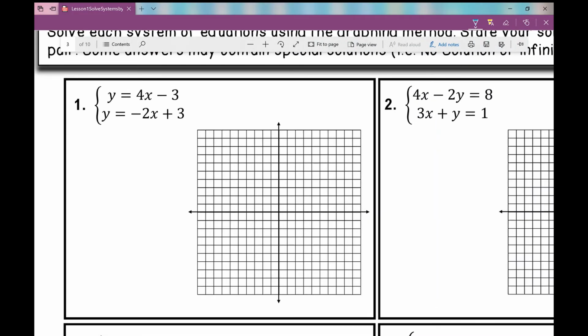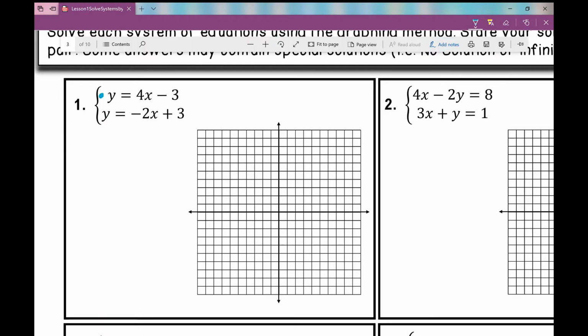So you have to be really good at graphing lines today because you're graphing a lot of lines. I like to graph in slope-intercept form, so if it's not in slope-intercept form, we're going to need to convert it. Thankfully, both of these on number 1 are already in slope-intercept form. So let's look at this first one, and I'm going to graph it in blue. y equals 4x minus 3.